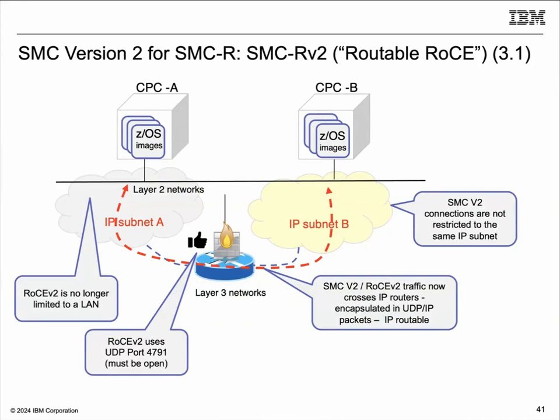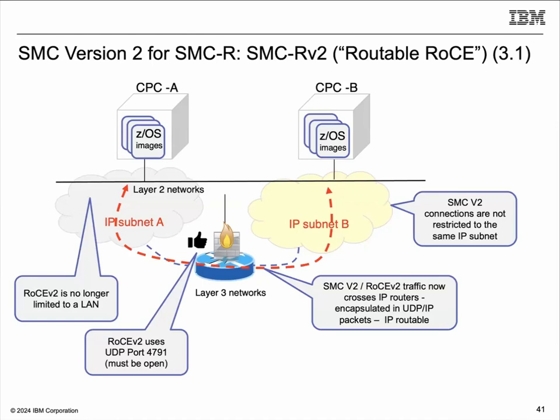With our new technology for SMC-R v2, there's something we call routable routing. Essentially, now we're able to use this RDMA technology over multiple network hops to reach the destination. It no longer requires layer 2 networks. It requires what's called layer 3, which means it's routable.